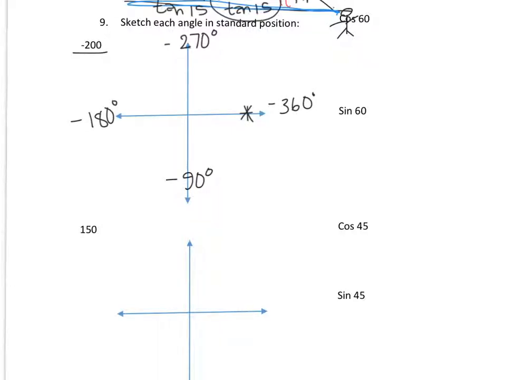If you're going to go negative 200, you're going to start right here and go down 90, negative 180, and go up 20 degrees more. Make sure you draw in your arrow to show what direction you're going, like this.